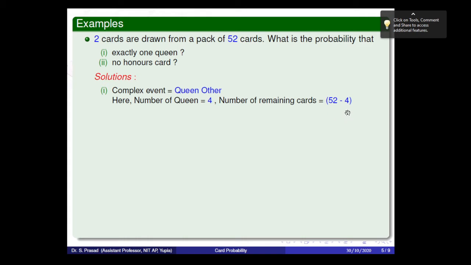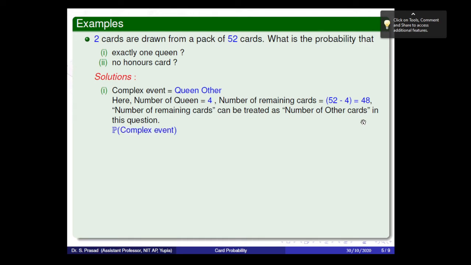52 minus 4 is 48. Now in this question, the number of remaining cards can be treated as the number of the other cards. So now we need to find the probability of the complex event. First we write the probability of queen and other. Now we write the probability of queen into probability of other into arrangement of queen and other.